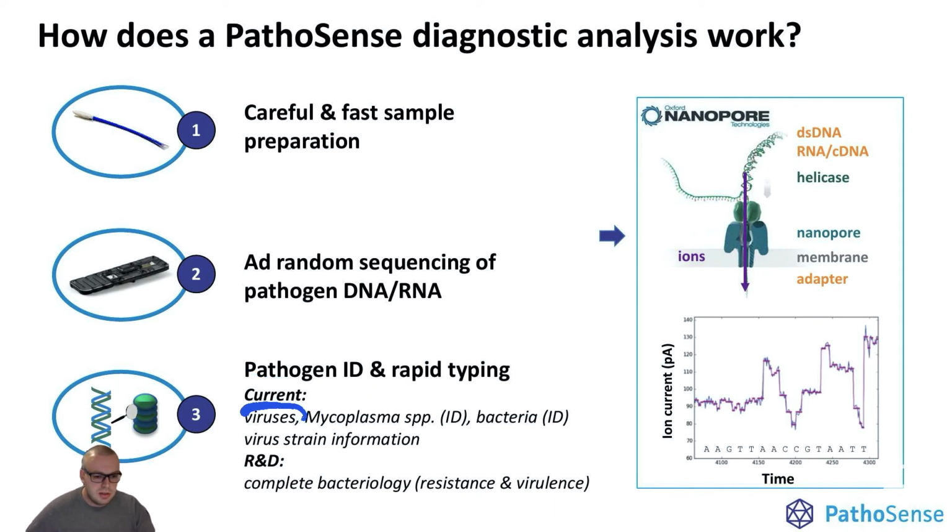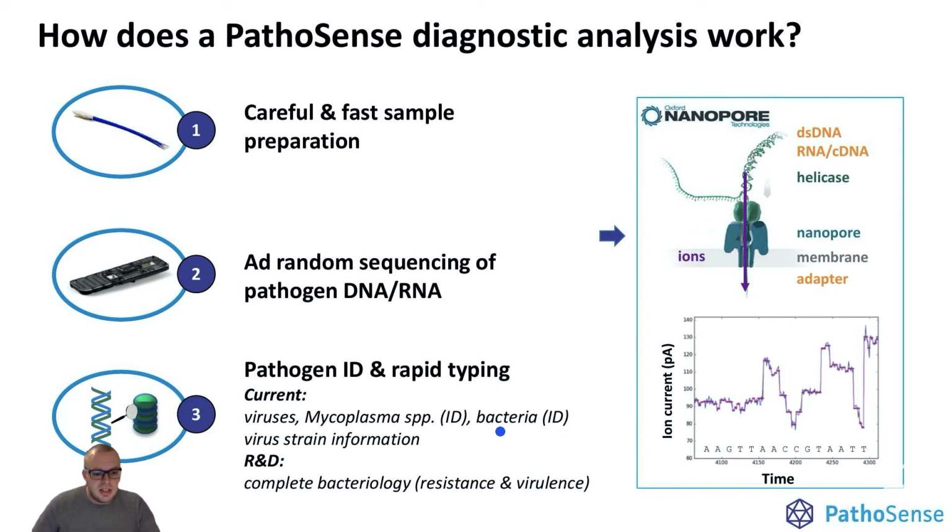The system was developed first for viruses, and in autumn 2020 we also were able to add mycoplasma species. And now currently we're further improving the system to also give you the opportunity to screen for bacteria. So this allows you to give a full analysis with just one test.